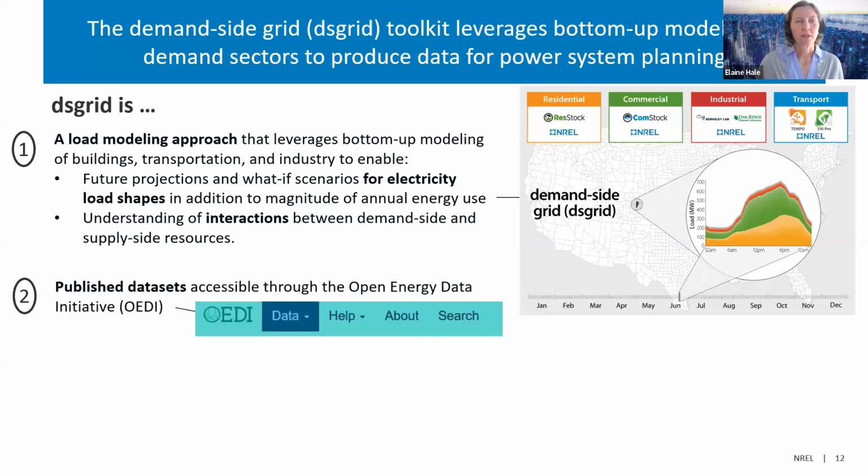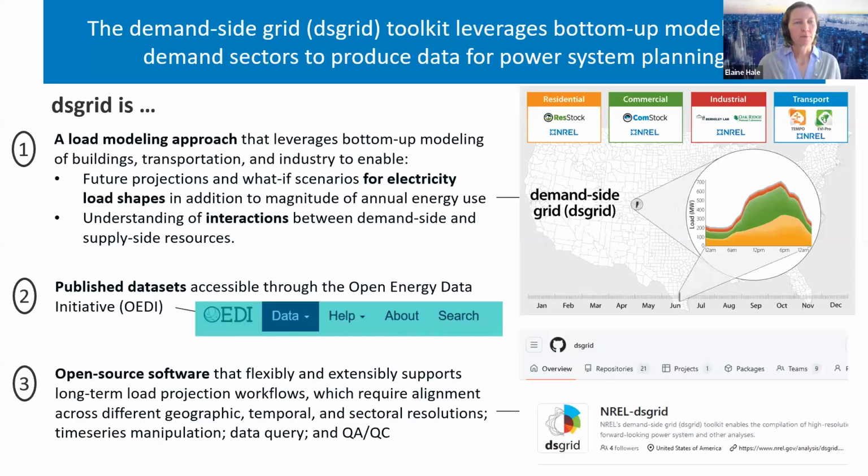Second, a lot of these data sets that we create to perform research, we also publish, and we've been doing that through something called the Open Energy Data Initiative, or OEDI. And finally, and more recently, we've developed open source software that you can access through GitHub that is basically support for us as we do this kind of work. We've designed it to be flexible and extensible. So while a lot of our work might be national scale for the US, the software is completely generic and able to be used for other kinds of end uses. And some of the key things that it does is it helps us align data across different geographic, temporal, and sectoral scales. It handles our time series manipulations. It allows us to do data query, and it provides some QA/QC functionality.